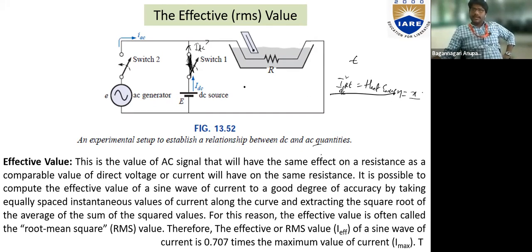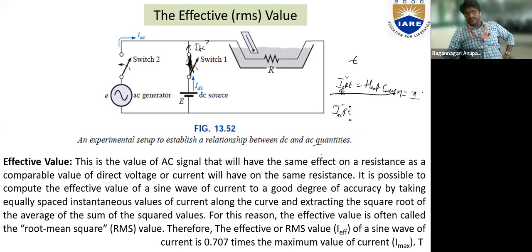Once this heating is done, we'll open the switch and allow the water and the resistor to cool down. Again, after a day or so, when things come to normal, instead of closing switch S1, we'll close switch S2. We will ensure that the amount of current flowing in the resistive element is the same as IDC, and it has to be given for the same amount of time as well. However, the resistor remains the same.